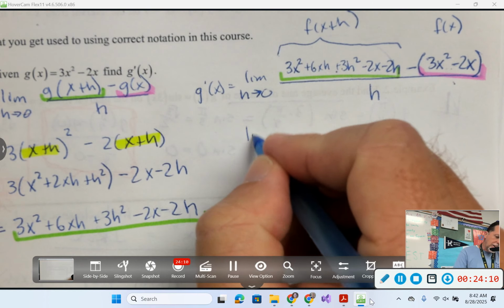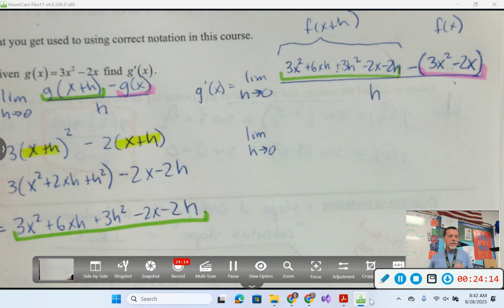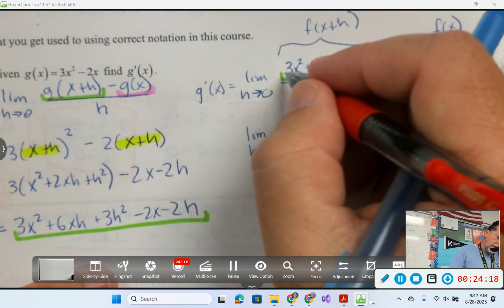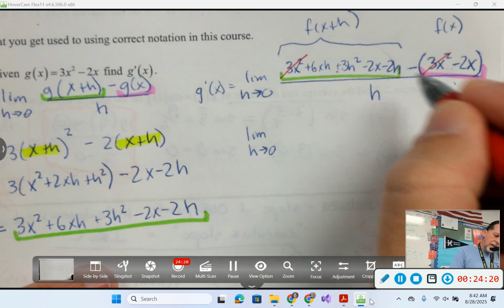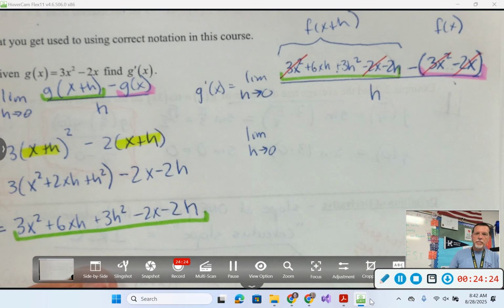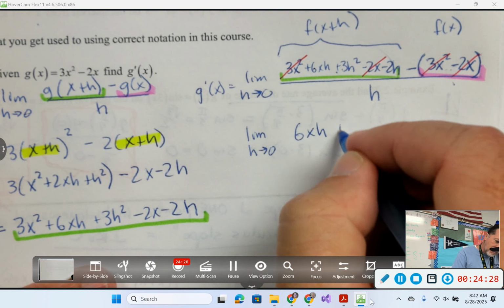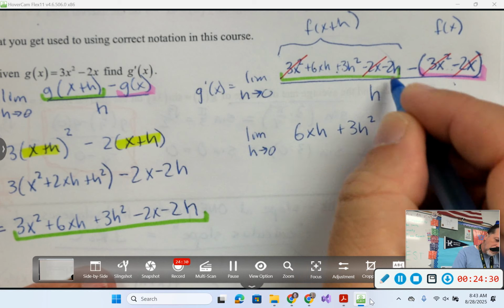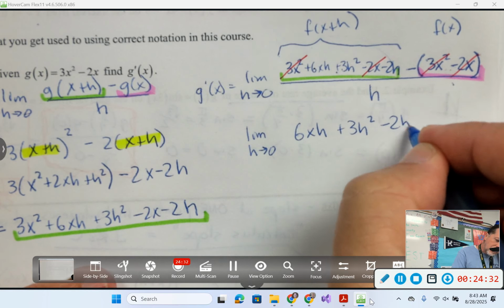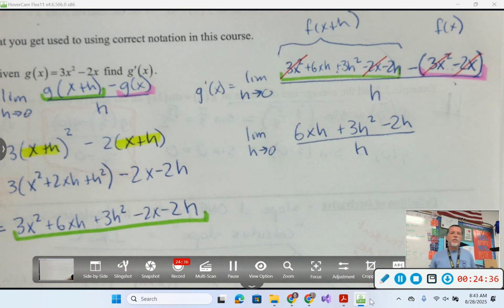All right, let's clean up the numerator a little bit. What do you see that we could cancel out? Definitely the 3x squared. And then the negative 2x and what becomes positive 2x. So let's see, that leaves 6xh plus 3h squared minus 2h all over h.